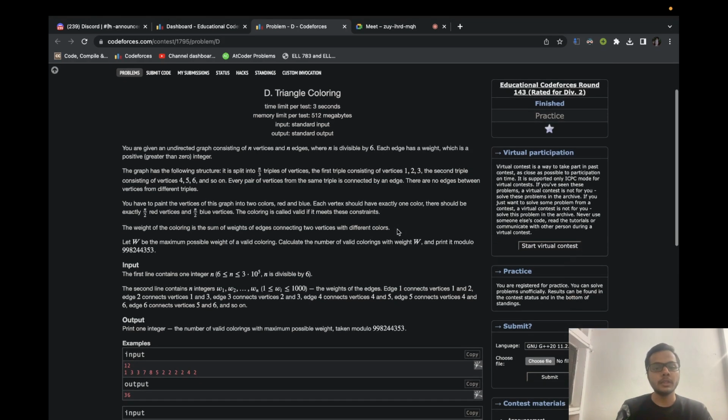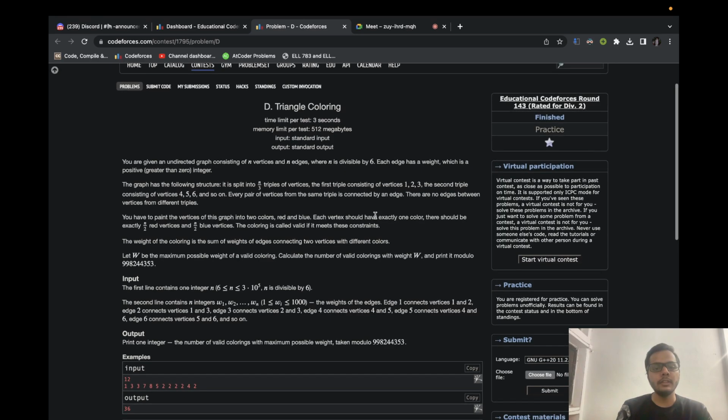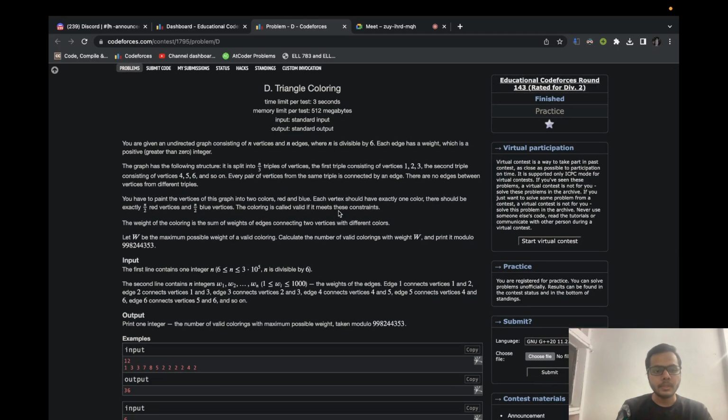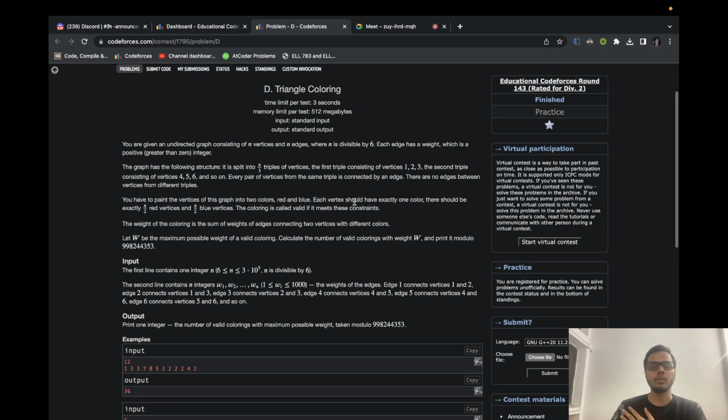Okay. Now the catch here is that we need to do it in such a way that the weight of all the chosen edges is maximum. And the definition of a chosen edge is that both the endpoints of that edge belong to different colors, right? So with that definition, we need to make sure that in our coloring, the sum of weights of all the chosen edges is as much as possible. We are provided with the weights of all the edges in the input, so that's not a problem.